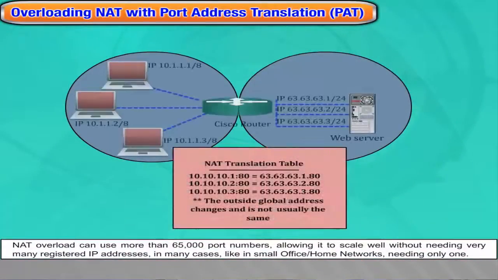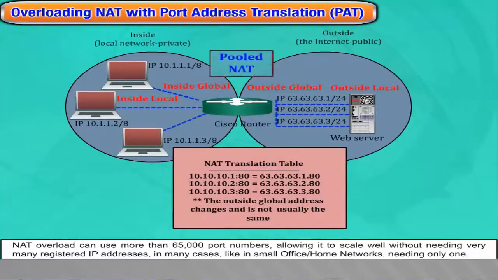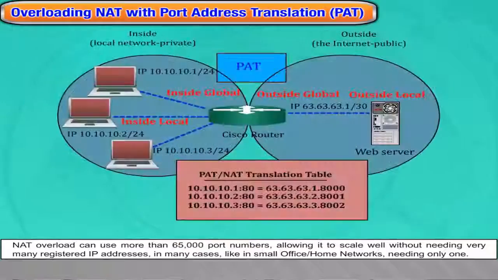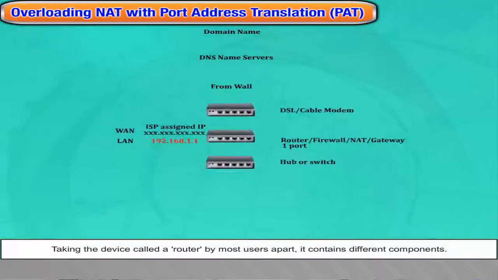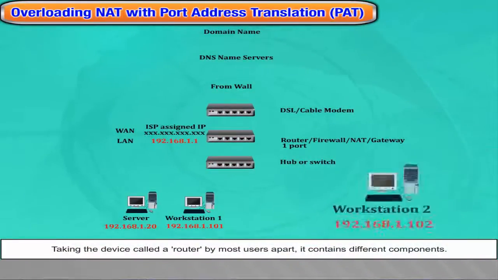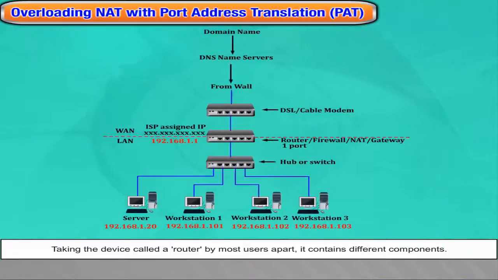NAT overload can use more than 65,000 port numbers, allowing it to scale well without needing very many registered IP addresses in many cases, like in small office or home networks, needing only one. Taking the device called a router by most users apart, it contains different components.